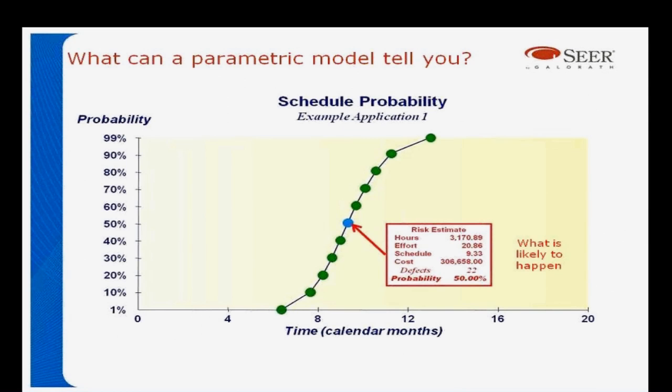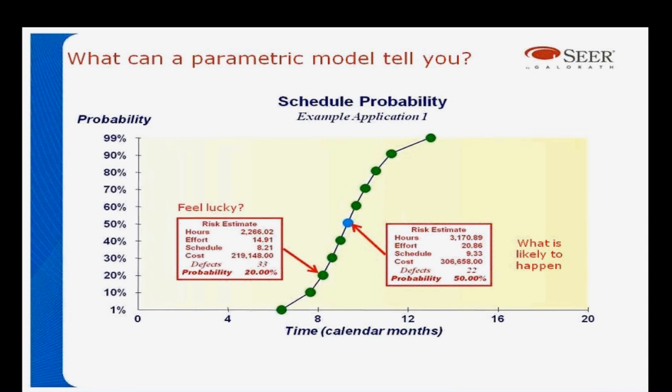Here's an example. In this case, the most likely estimate is 3,170 hours, with a schedule of 20.86 months. That's most likely what's going to happen. There's a 20% probability, or an 80% chance of exceeding 2,266 hours and 14.9 months of schedule. Look at that. It's almost 5 or 6 months of schedule difference. But that says there's an 80% chance you're going to exceed that. There's some chance you'll hit it, but an 80% chance you'll exceed.